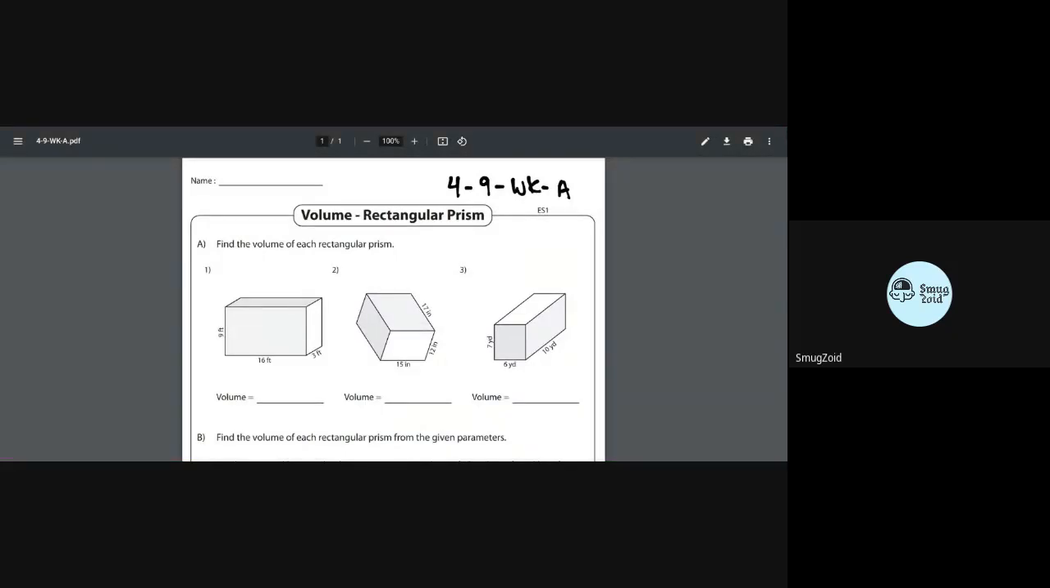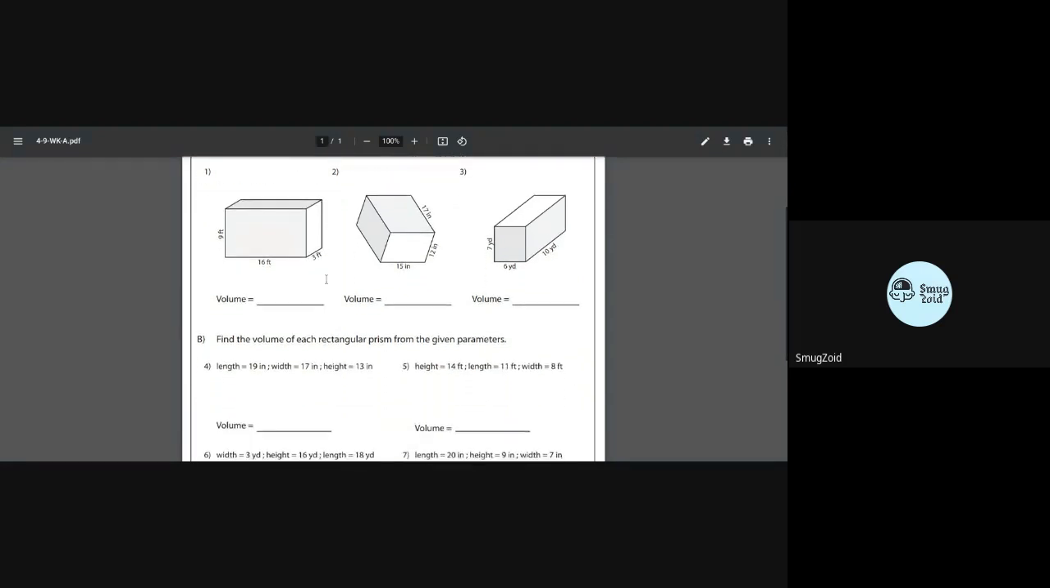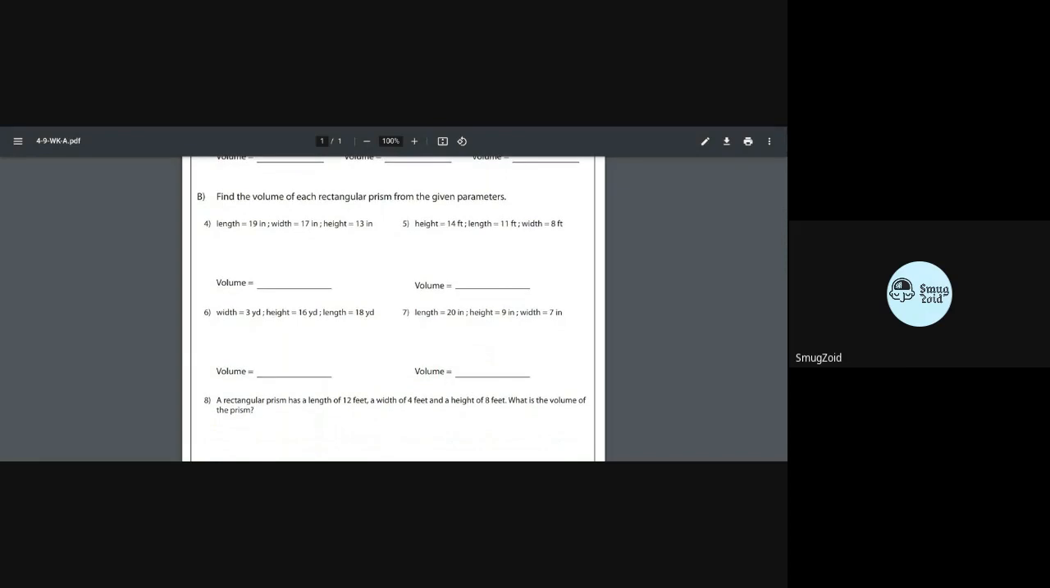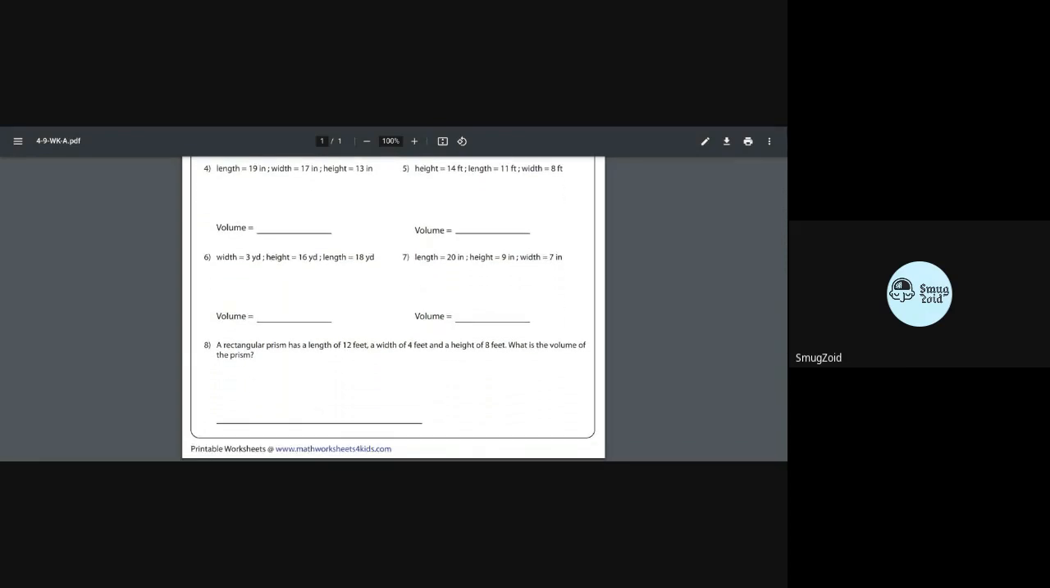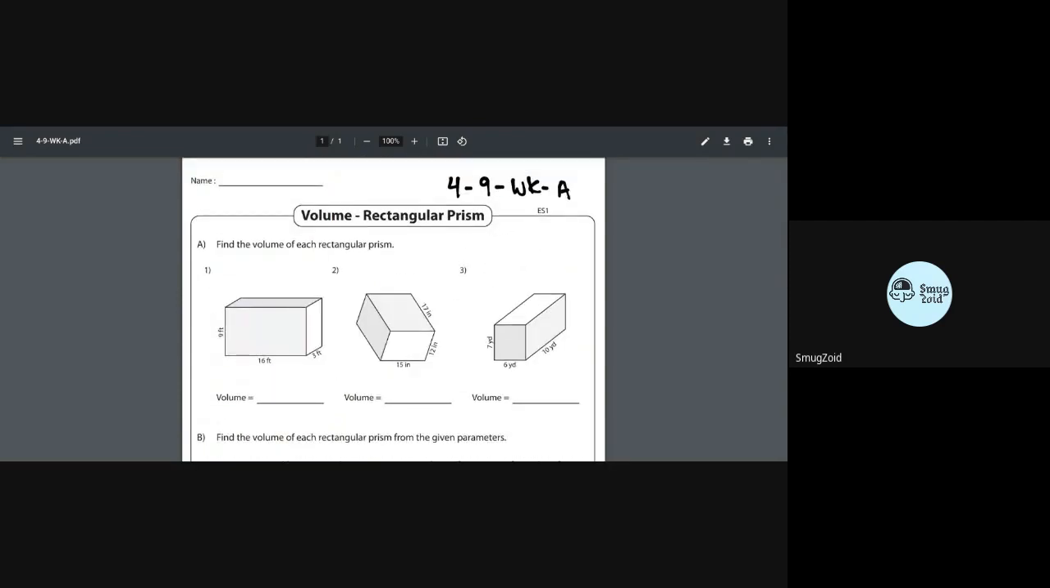Okay, so I'm going to do the ones down the side here. So 1, 4, and the last one's probably going to be like 6. Explaining the whole process of how to do volume formula.